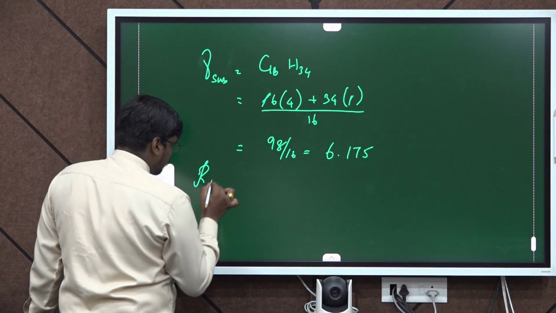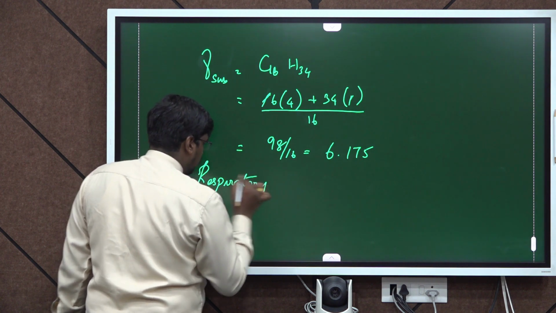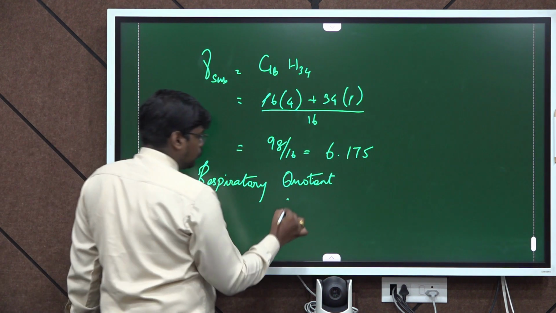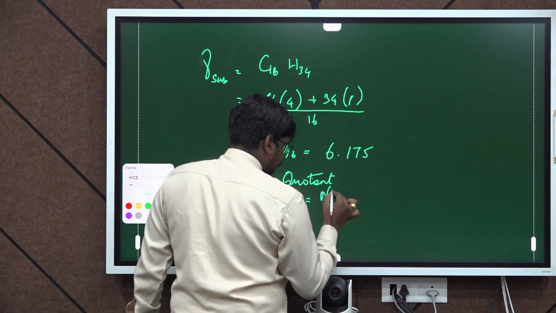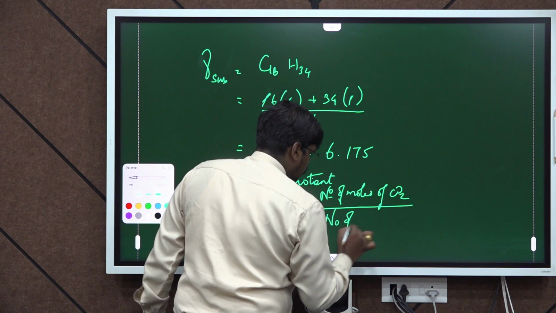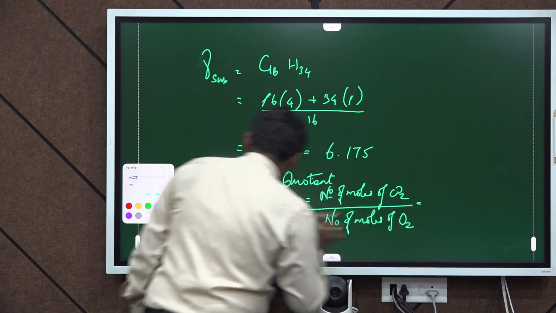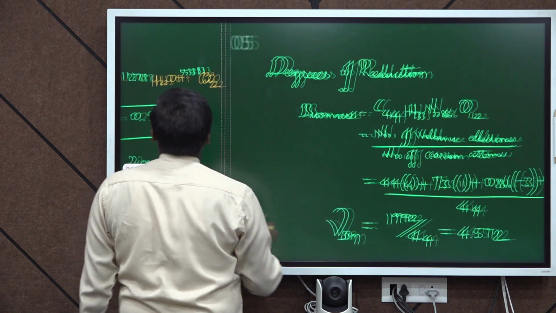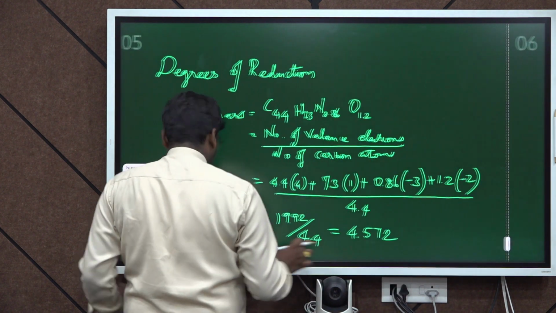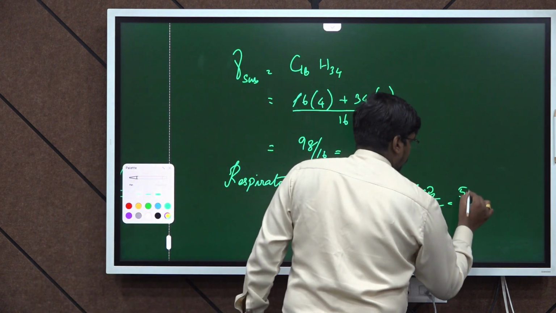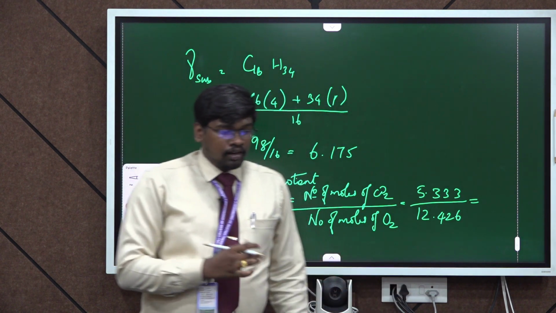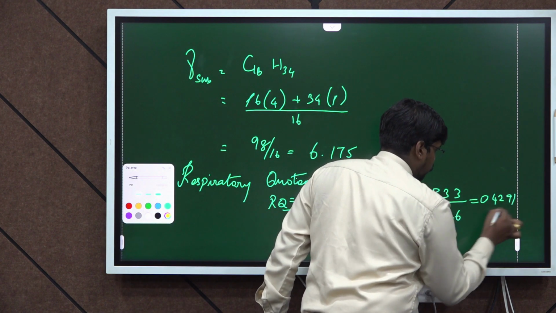Next, we can calculate the respiratory quotient, RQ, by finding the number of moles of CO2 divided by the number of moles of O2. If we go back and see the equation, we have 5.33 moles of CO2 for 12.4269 moles of oxygen. So, that is 5.333 divided by 12.426, and we get a respiratory quotient of 0.4291.